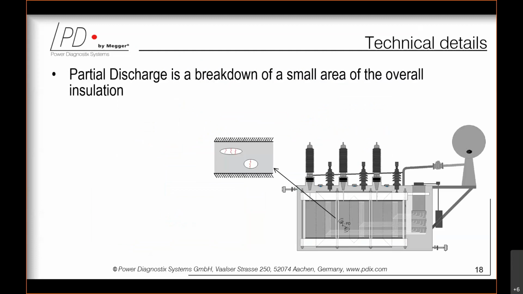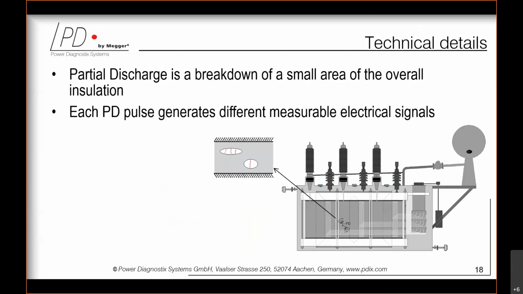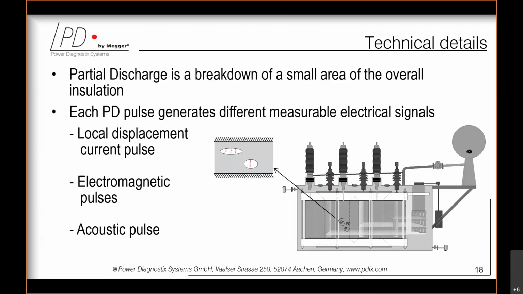Partial discharge is a breakdown of a small area of the overall insulation. So you don't have a complete breakdown, but just a partial breakdown. And each PD pulse generates different measurable electrical signals caused by a local displacement current pulse, also causing electromagnetic pulses and acoustic pulses. And these can all be measured by our systems.